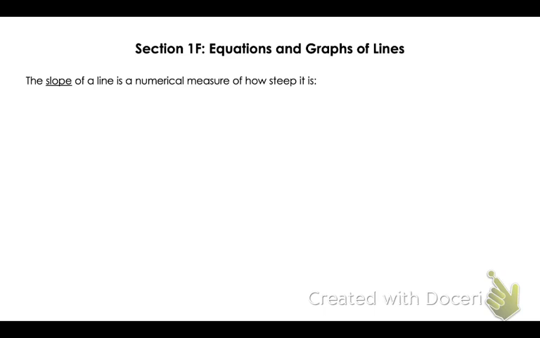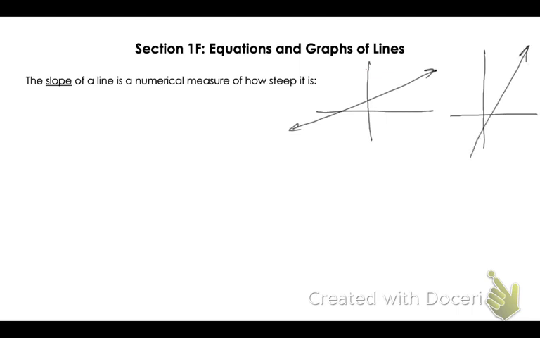So let's talk about that slope. The slope of a line, that's that number m in y equals mx plus b, is a numerical measure of how steep it is. We want to come up with a numerical way to measure how steep a line is. If I have a line with a gentle slope versus a line with a really steep slope, the slope is going to predict how steep that line is just by looking at the number.